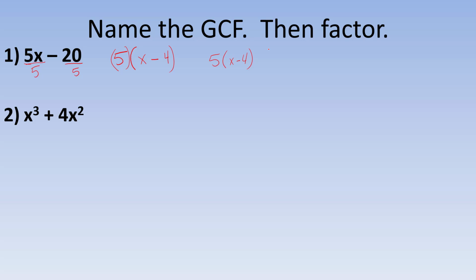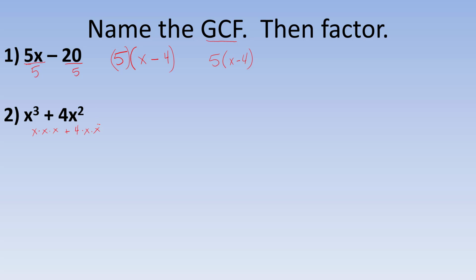X cubed plus 4x squared. Now, when we say GCF, we do not just mean what number is our greatest common factor. Because remember, we are now using variables that represent numbers. And so we can represent values with greatest common factor variables. So what is the greatest common factor in these 2 terms? If you need to, remember that you can write this in expanded form. That would be x times x times x plus 4 times x times x.